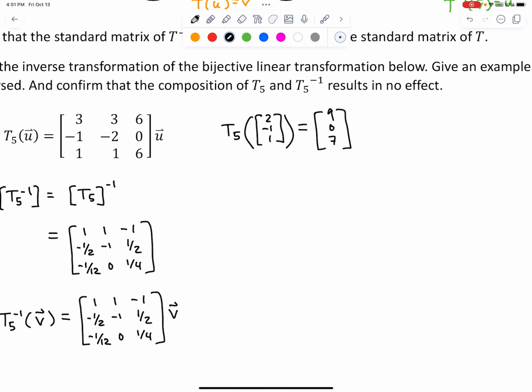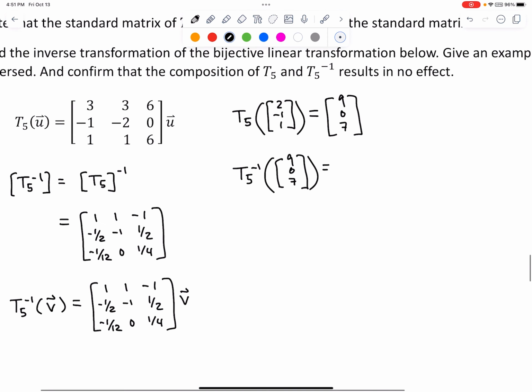Now we're going to reverse this mapping by plugging 9, 0, 7 into the inverse transformation. To find the result of this mapping, we take 9, 0, 7 and we multiply it to this matrix. Doing so, for the first entry, we get 9 plus 0 minus 7, which is 2. We get -9 halves plus 0 plus 7 halves, that's -2 halves, which is -1. And -9 twelfths, which is the same thing as -3 fourths, plus 0 plus 7 fourths gives me 4 fourths, which is 1. And sure enough, the mapping gets reversed back to the vector we started with originally.